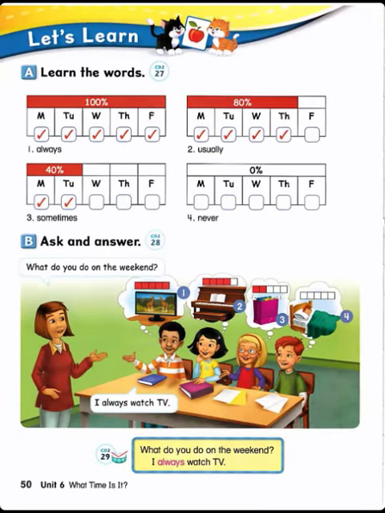Page 50. Let's learn. A. Learn the words. Number 1. Always. Number 2. Usually. Number 3. Sometimes. Number 4. Never.